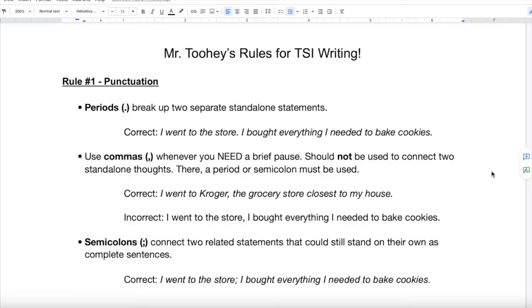Okay? But what I really expect them to test you on the TSI is the fact that you can't use a comma to separate two standalone thoughts, two standalone statements. Basically where you would need a period. You've got to have a period between standalone thoughts or a semicolon. We got the semicolon coming up here. We'll talk about it in just a minute. But you can't have a comma separating two standalone thoughts. Go ahead and read that incorrect example, please.